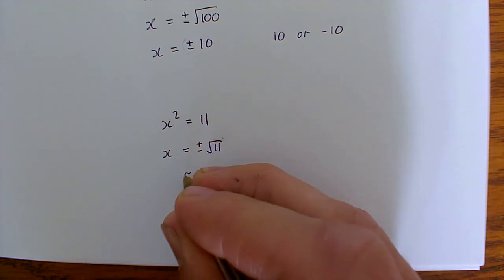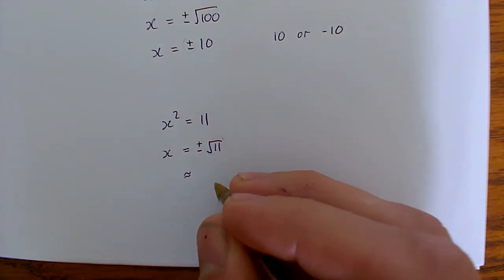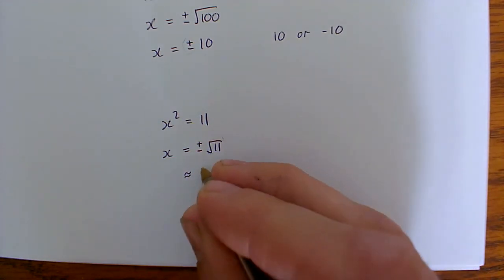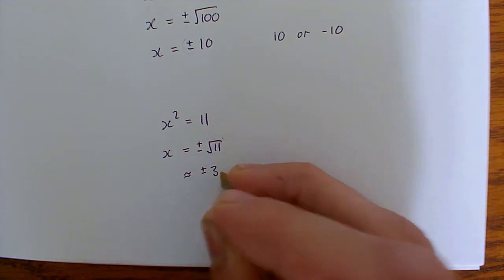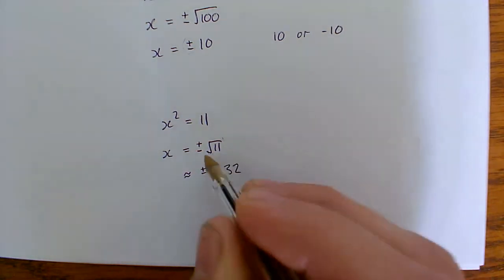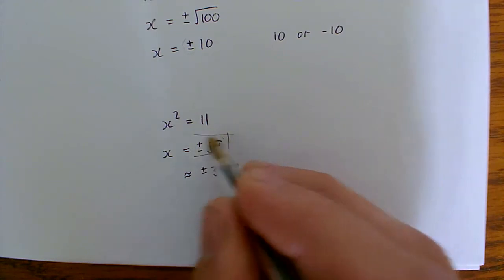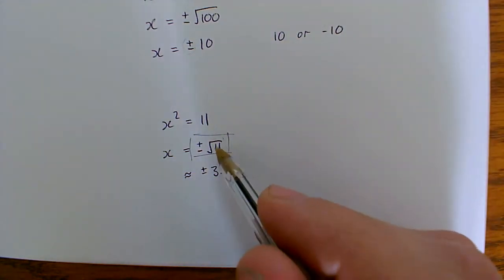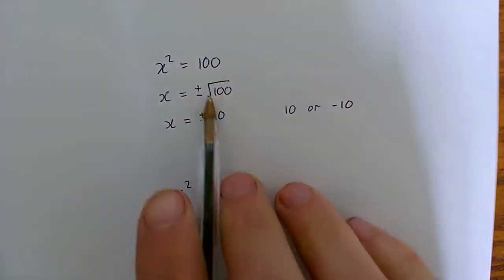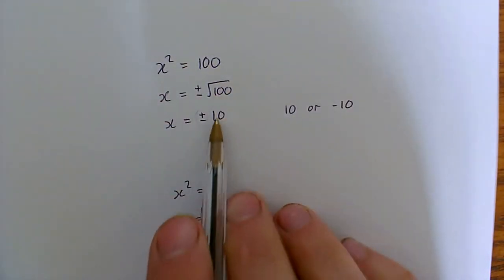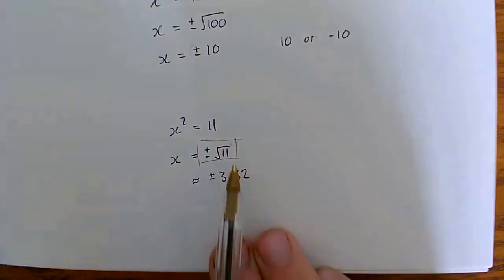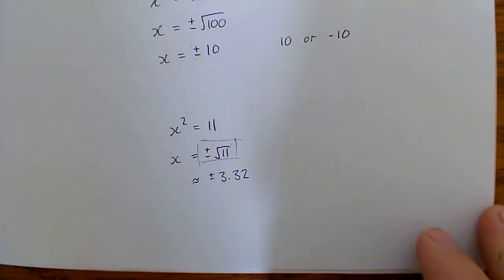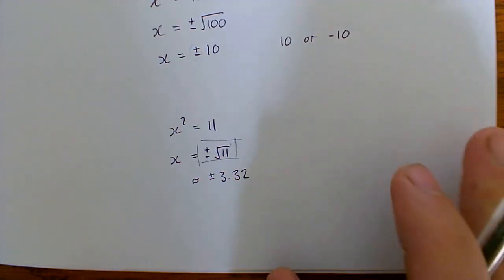You could, and I'm going to use a wiggly equals for approximately equal to, you could write plus or minus 3.32. But there is no harm in leaving your answer just as plus or minus square root of 11 if it's not a nice square number. So up here where it's 100, I would always make it simpler. Down here, I would just leave it as plus or minus the square root of 11.